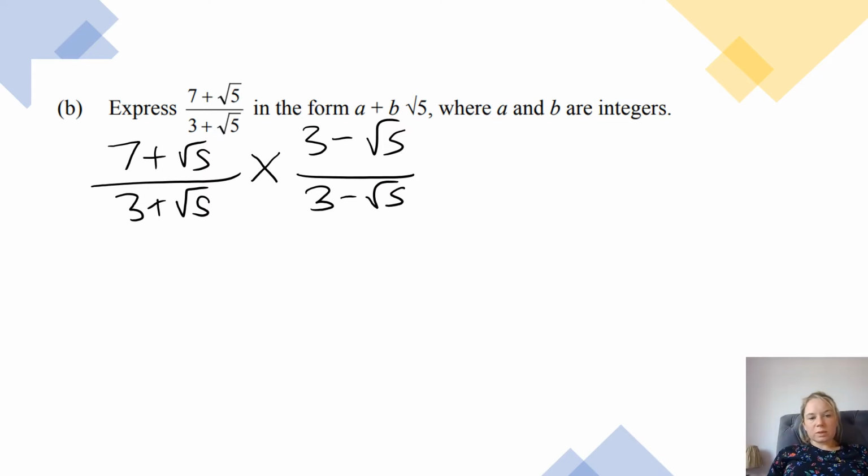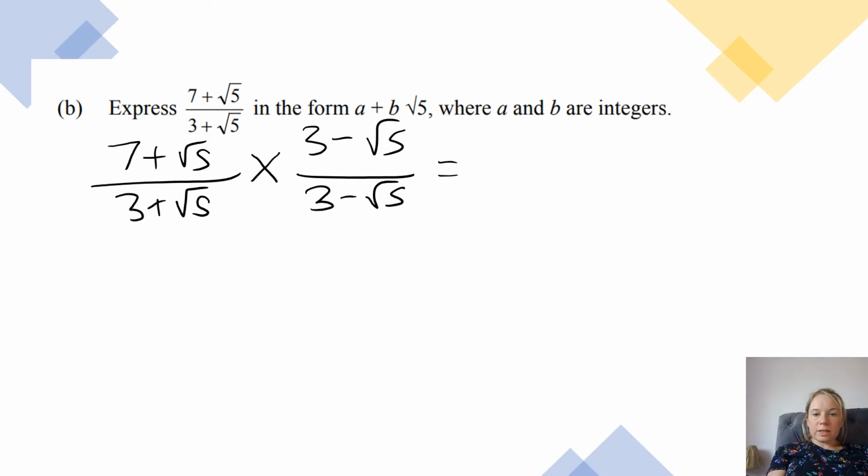So the first one is 3 plus root 5. I'm going to minus root 5. Okay, so that's the conjugate pair. And then if you times it by this, the same number over itself, that in effect means you're just timesing it by 1. Okay, so hopefully you're all aware of that. Again, if you need to go back and look over how to do this, this is rationalising the denominator with 2 terms at the bottom.